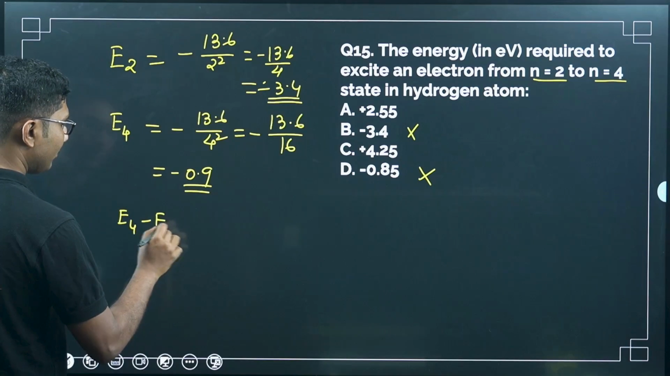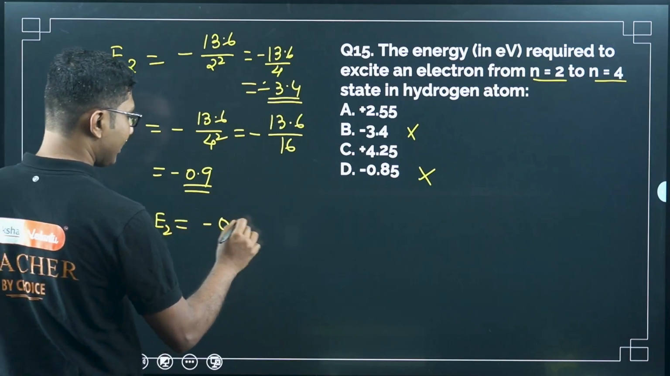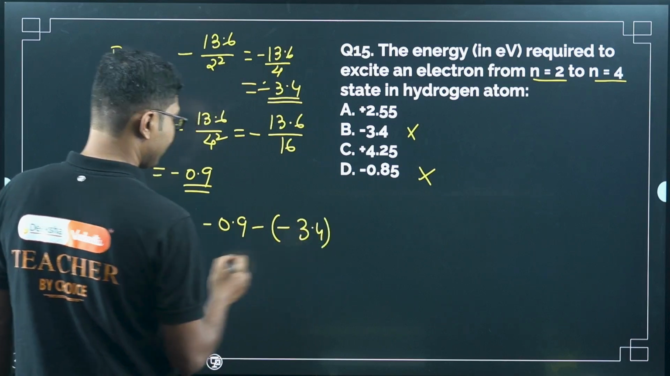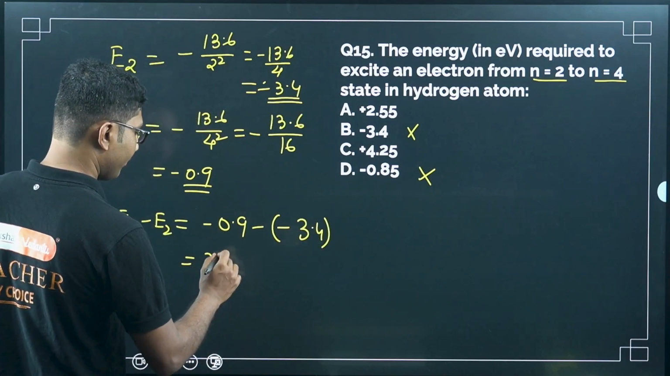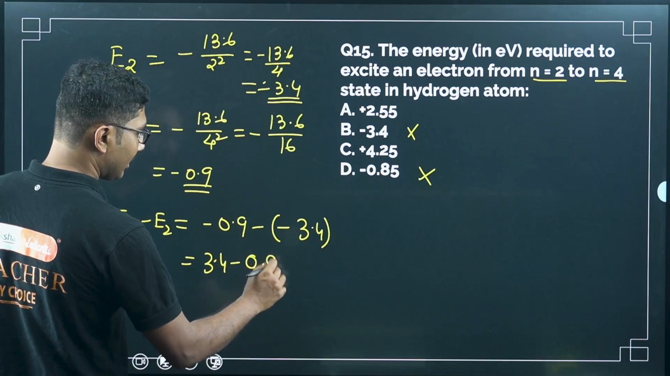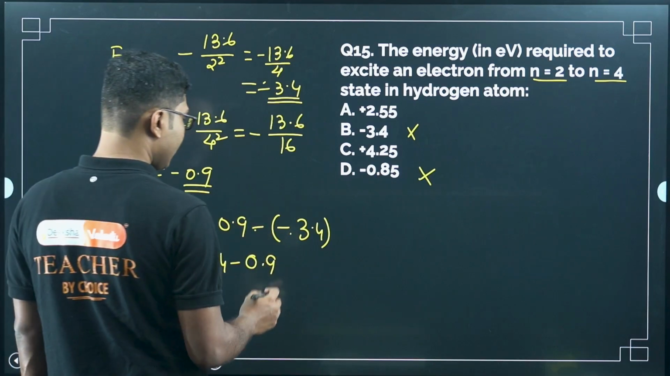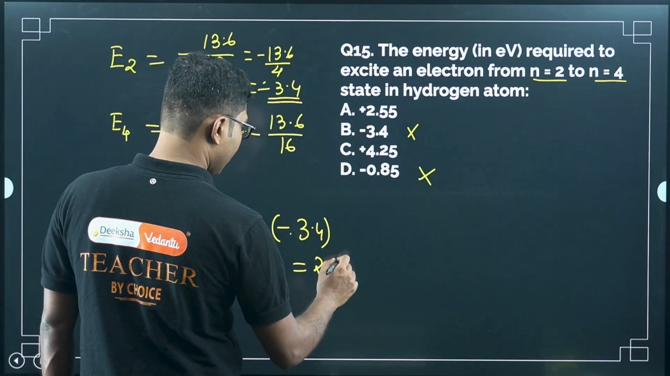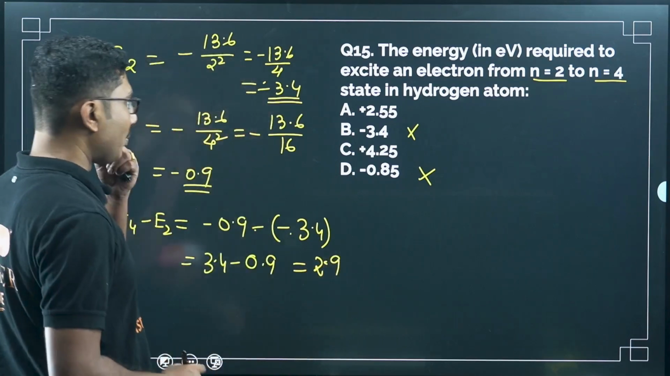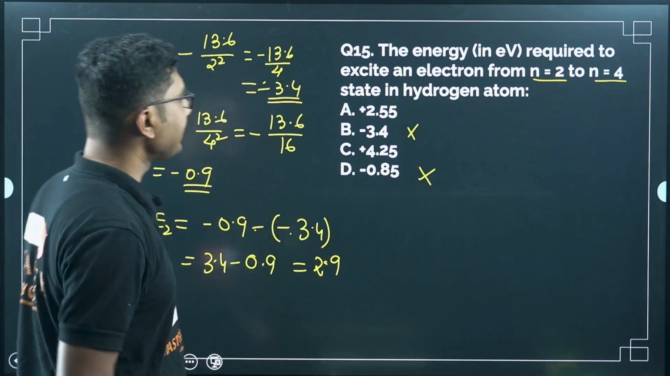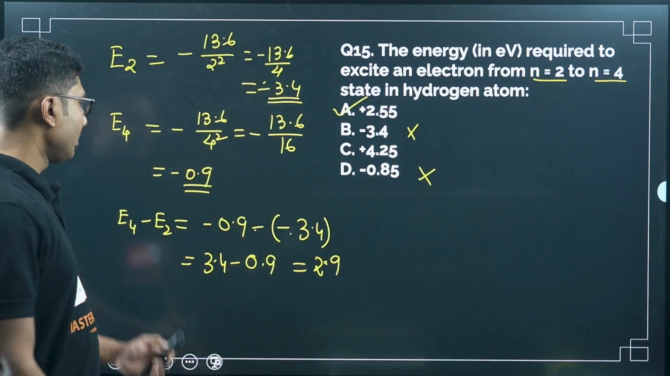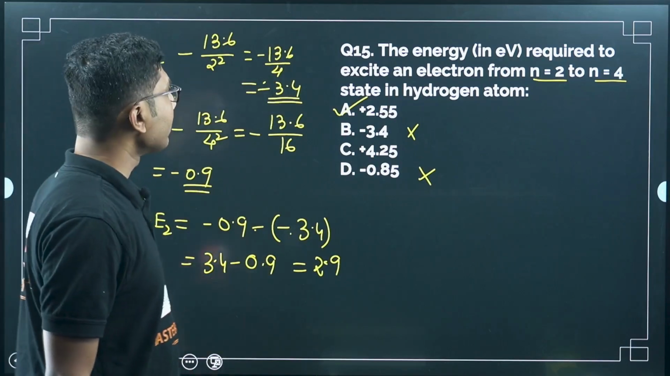E4 minus E2, that is minus 0.9 minus 3.4. So it will be 3.4 minus 0.9, because negative negative positive, right? So you will get about 2.9. Okay, 2.9. So I approximated the value. So correct answer will be 2.55. Okay. Now let's move on to the next question.